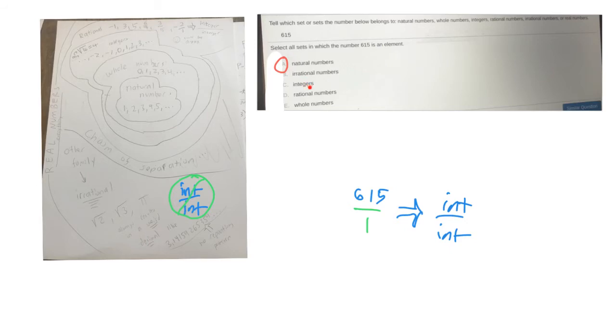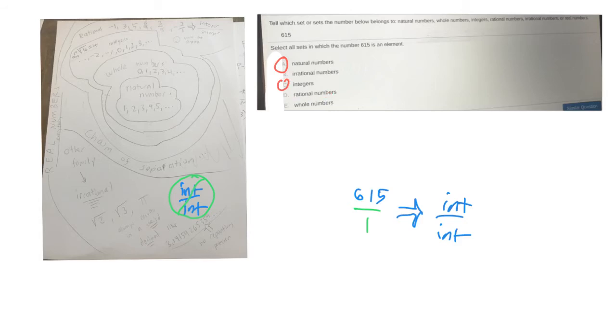Is 615 an integer? Well, the integers are over here, and the integers are all the tick mark numbers that would be on a number line, 0, 1, 2. Also the negative numbers too, okay? So integers would be all those tick marks, and 615 would most definitely be one of those tick marks. So we're going to say that it is most definitely an integer.